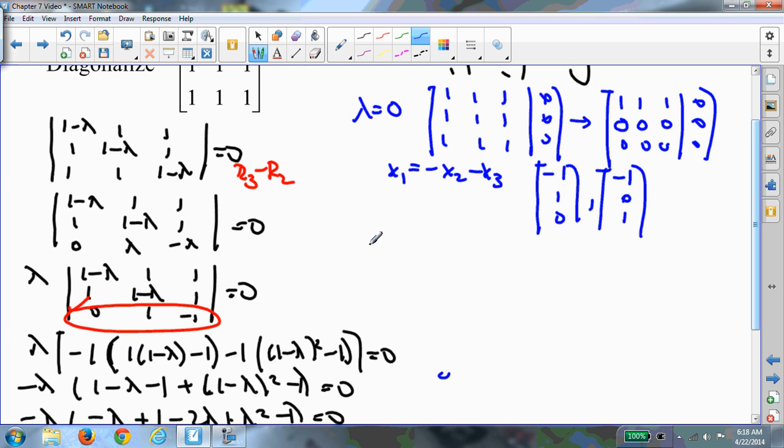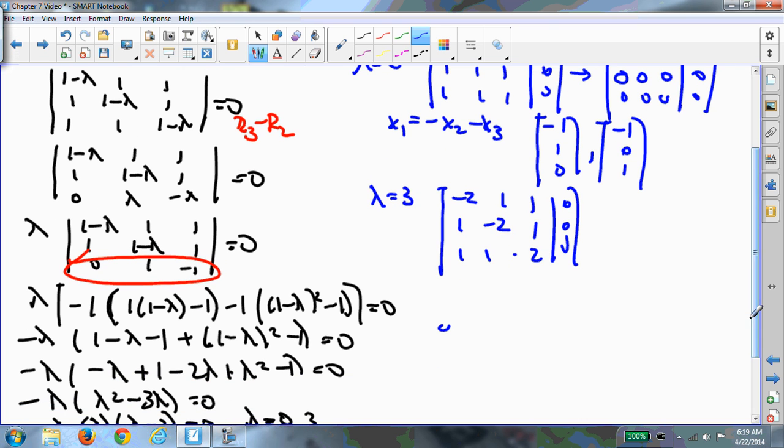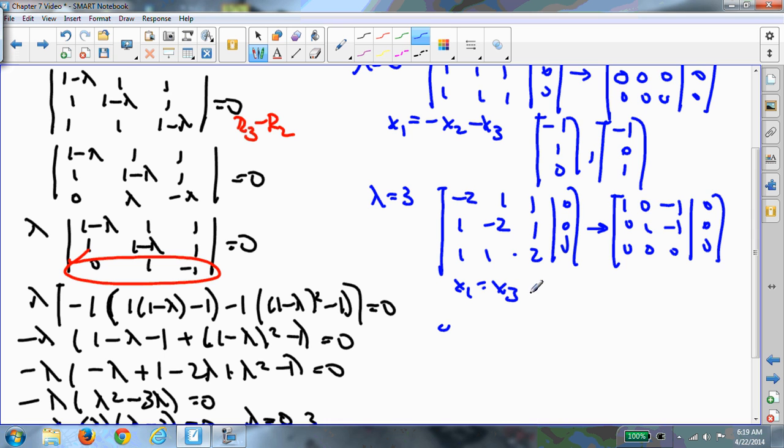Now, if I do lambda equals 3, I'm going to have negative 2, 1, 1, 1, negative 2, 1, 1, 1, negative 2, augmented with 0, 0, 0. And this RREFs to 1, 0, negative 1, 0, 1, negative 1, 0, 0, 0, 0. So for this one you get x1 equals x3, x2 equals x3, and so the corresponding eigenvector is 1, 1, 1.